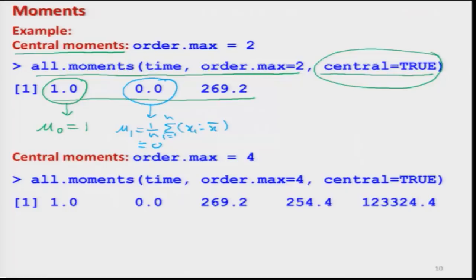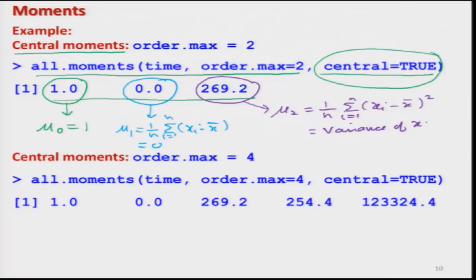Similarly, the last outcome, 269.2, is indicating the value of mu 2, which is nothing but 1 upon n summation i goes from 1 to n x i minus x bar whole square. And if you see, this is nothing but the value of variance of x, where x here is the data in the time vector.